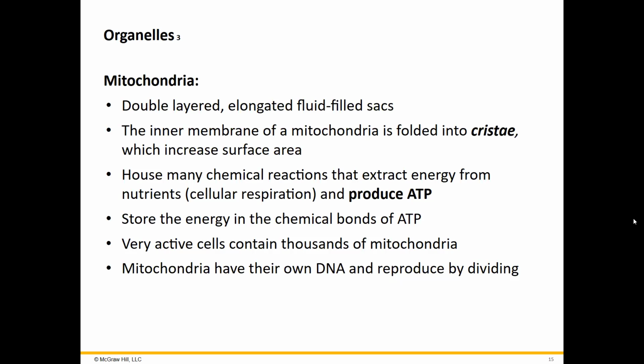The mitochondria. What do you think I want you to know about this? It's the powerhouse of the cell, okay? All I really want you to know is it is involved in cellular respiration. That is to say, it takes energy from the nutrients that we absorb and it produces ATP, right? So it takes the nutrients and uses it to produce adenosine triphosphate, okay?